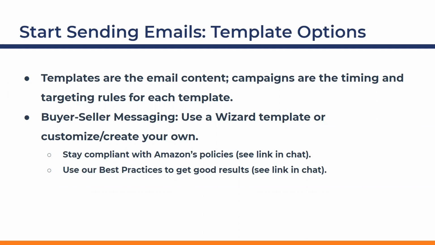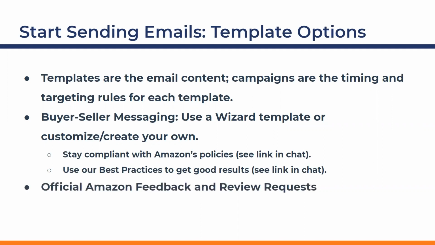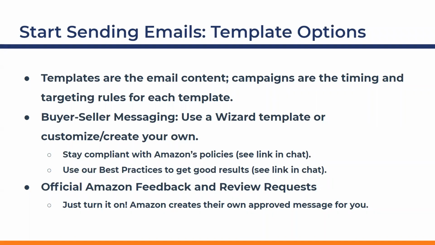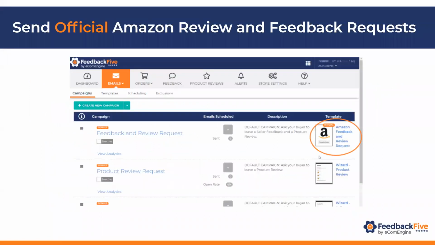On the other hand, if you want to use the official Amazon feedback and review request, getting started with that is very simple. You pretty much just need to turn it on, and then Amazon creates their own approved message for you. I want to go a little deeper on the official Amazon feedback and review request.